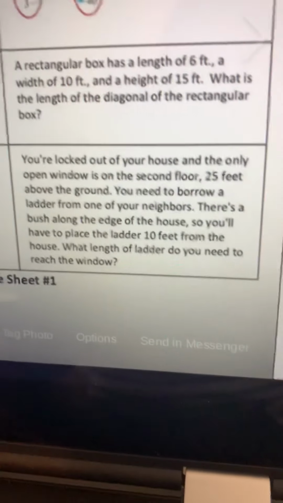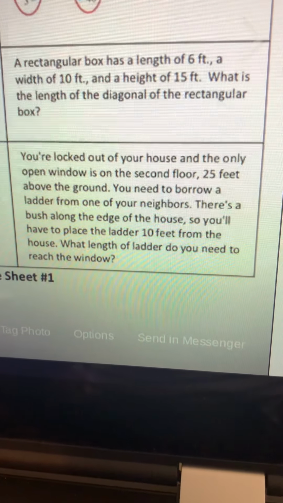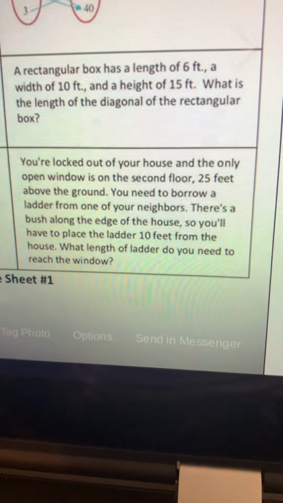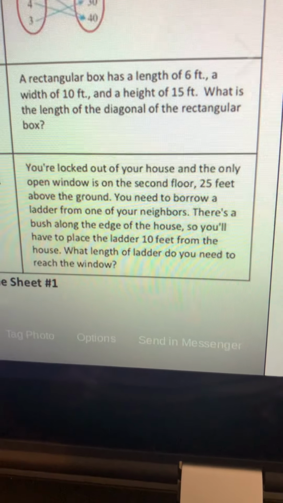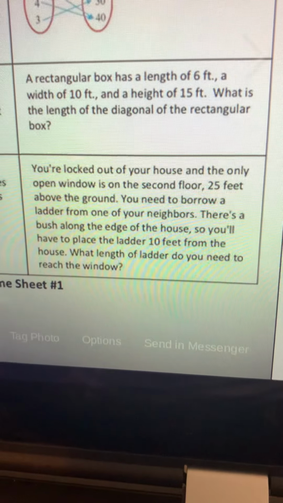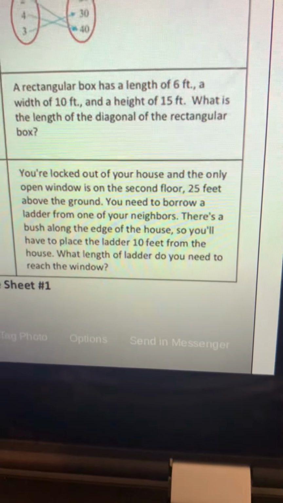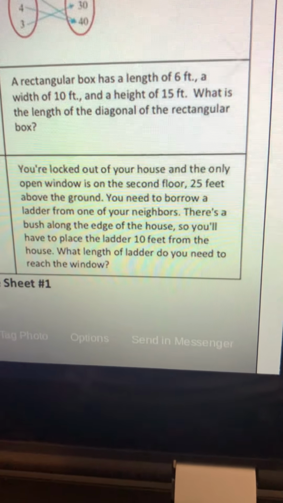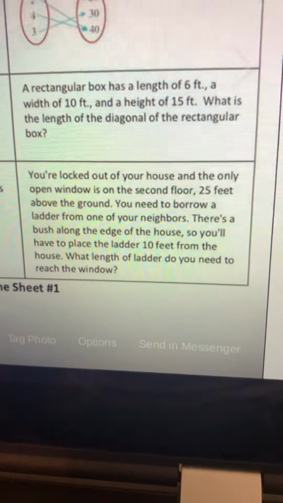And then the last problem says you're locked out of your house and the only open window is on the 2nd floor, 25 feet above the ground. You need to borrow a ladder from one of your neighbors. There's a bush along the edge of the house, so you'll have to place the ladder 10 feet from the house. What length of ladder do you need to reach the window? Problems like this, when we draw out a picture, we realize that we're utilizing the Pythagorean theorem to solve for the length of the ladder, and the ladder would represent C in the Pythagorean theorem.